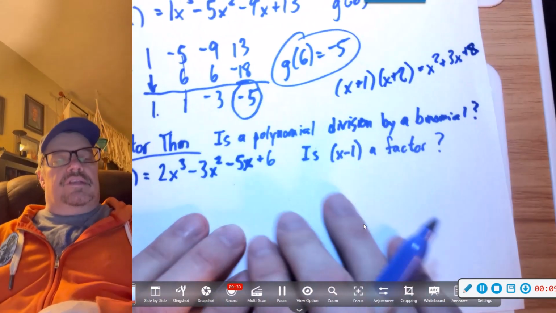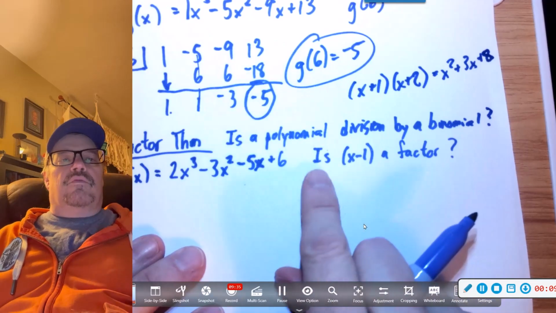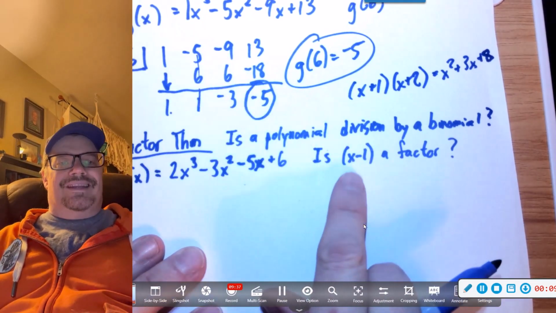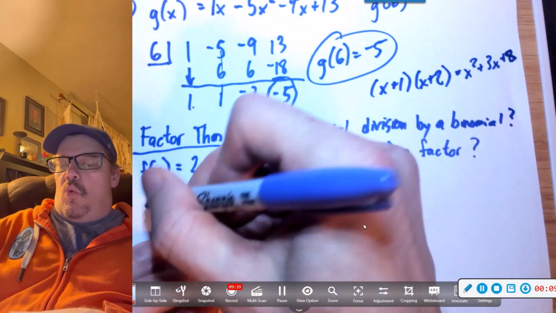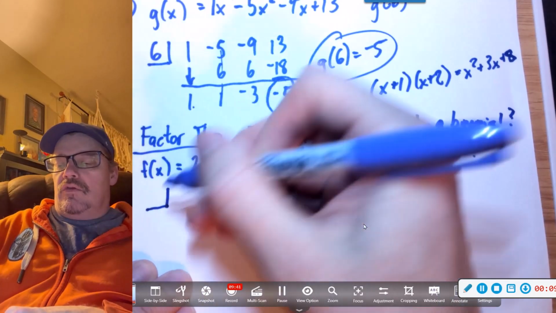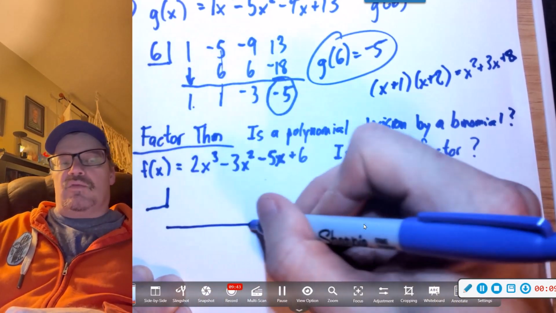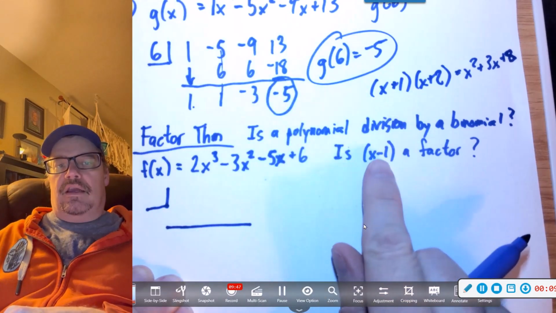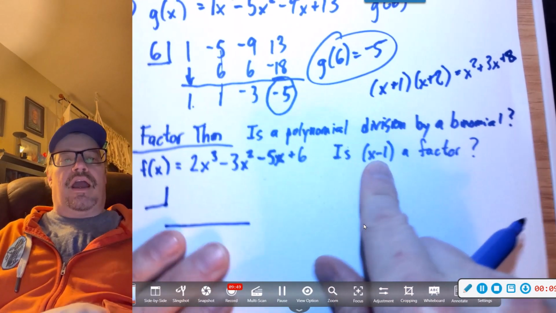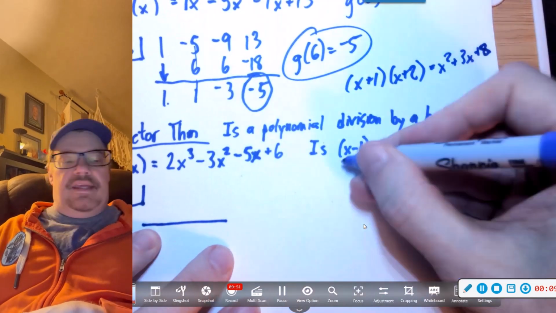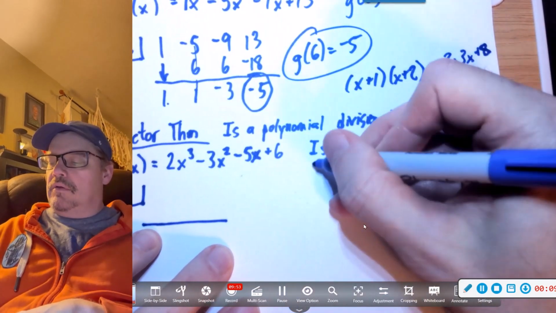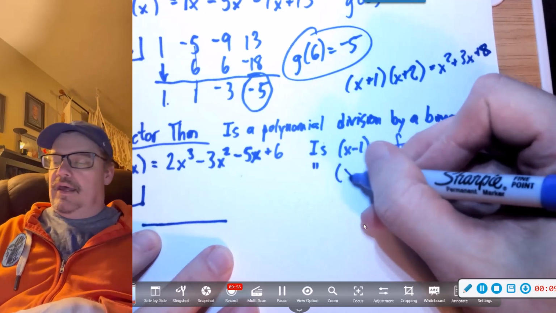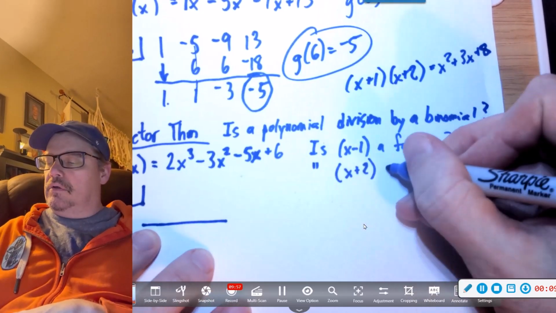So what we do is, this one is different from the remainder theorem only in the sense that we're going to use synthetic division, but we're going to change the sign of what we see here in the question. Now we're going to ask two questions here: is x minus 1 a factor, or is x plus 2 a factor?